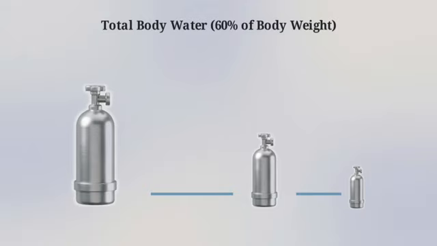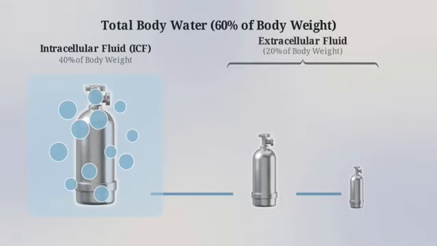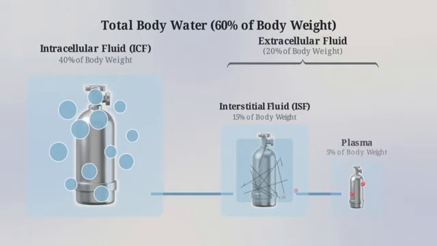Total body water makes up roughly 60% of a patient's overall body weight. 40% of that body weight is water locked completely inside the cell walls. This is the intracellular fluid, or ICF. The remaining 20% comprises the extracellular fluid, representing all the water situated outside of the cells. That 20% extracellular volume is further divided. 15% bathes the tissues as interstitial fluid, while the remaining 5% circulates as intravascular plasma.